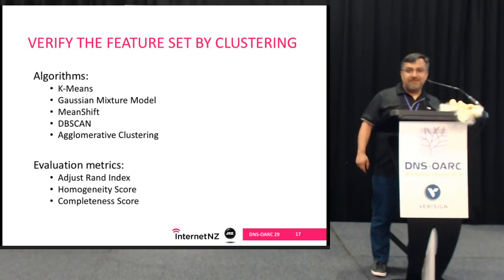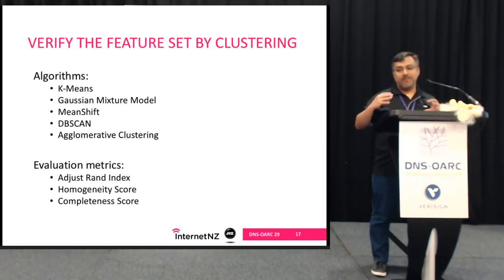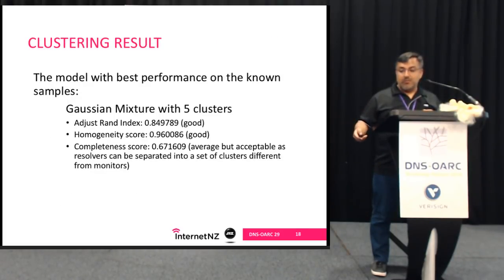So we verify the feature set using clustering, so putting addresses together. We attempted five algorithms: k-means, Gaussian mixture model, mean shift, DBSCAN, and agglomerative clustering. They work differently depending on the data and the internal structure. To evaluate, we have those three metrics. The best model with the known samples was the Gaussian mixture with five clusters, where the metrics are around 0.9, which is very good. But the completeness score is not very good because it monitors the behavior in two different groups.